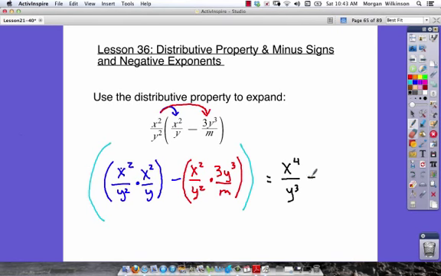We're going to subtract from that x squared times 3y to the third. That must be 3x squared y to the third. Remember, we like to put our number coefficients out in front. Then we're going to divide that by y squared m.